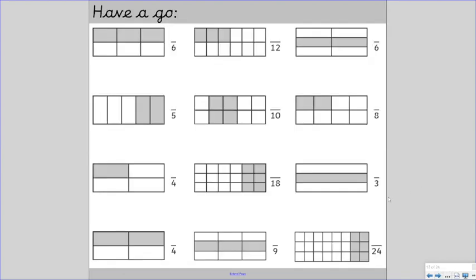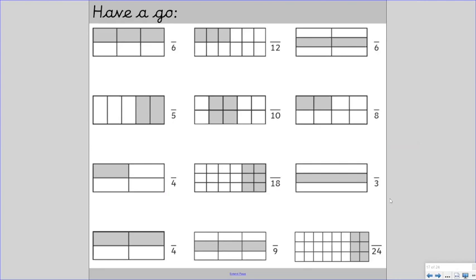So I want you to have a little go yourself now, and you're going to need to pause the screen to be able to do this. Your first job is to write down what fraction of each of these shapes has been shaded. So once you've worked that out, you then need to find which fractions are equivalent.